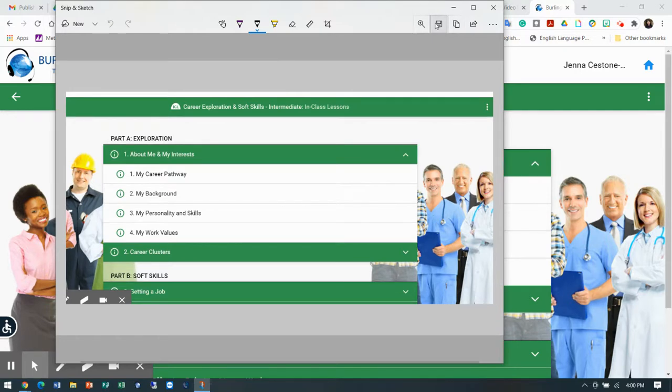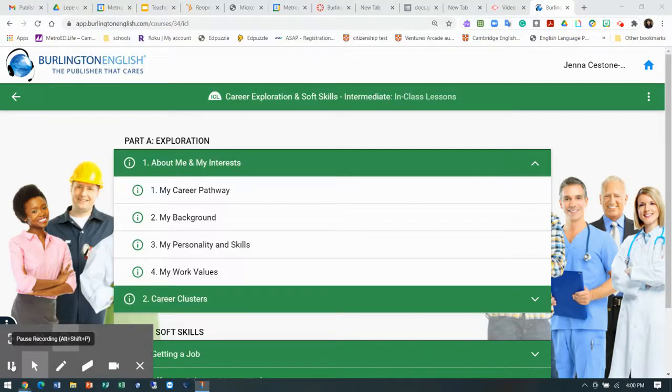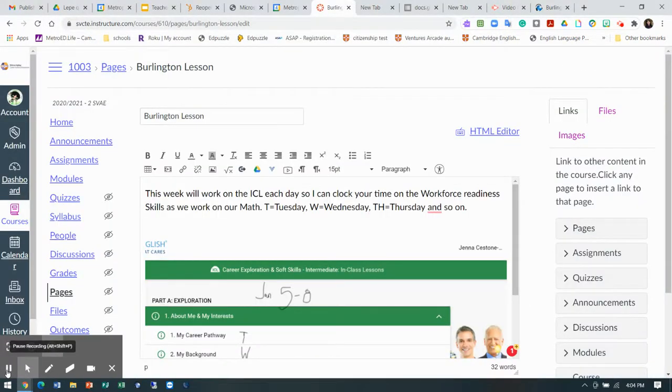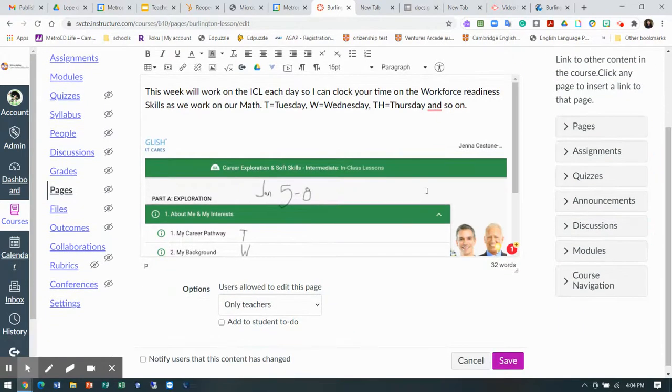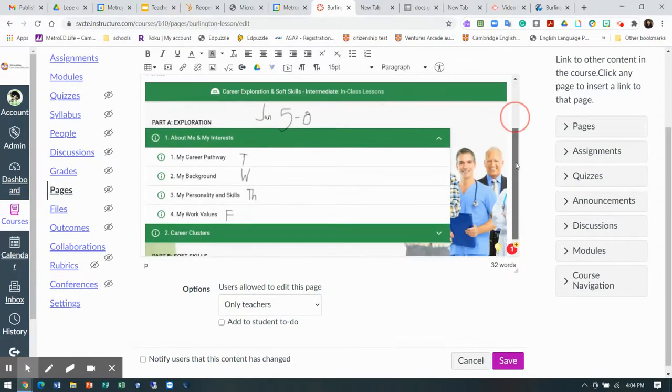And I'm going to save. Then I would add the picture into my lesson, the Burlington lesson. And I would just use my writing tools. And I would say, January, the week of 5 through 8, on Tuesday, we had no class Monday, Tuesday, career path, Wednesday, my background. Just because we have a teacher work day on Wednesday doesn't mean they don't work. They work. That's how we clock their hours. Thursday, my personality and skills, and Friday, F.